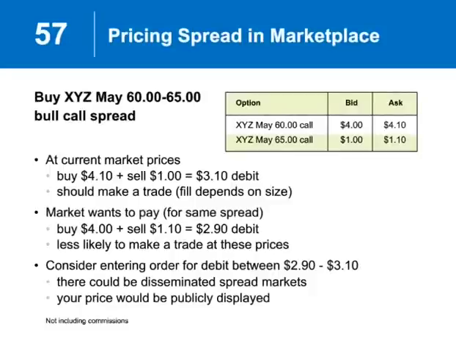And then in terms of pricing a spread in the marketplace, that's just common sense. In our example, we've got XYZ, the May 60-65 bull call spread. You can see the 60 calls are 4 bid, offered at 4.10. The 65 calls are 1 bid, offered at 1.10. So the bid-offer on the spread: if you take the offer of the 60s and the bid of the 65s, the offer is going to be 3.10. If you could buy the 60 calls at 4 and sell the 65s on the offer at 1.10, you'd be doing that spread on the bid side for 2.90. So the spread market in this example is going to be 2.90 offered at 3.10.